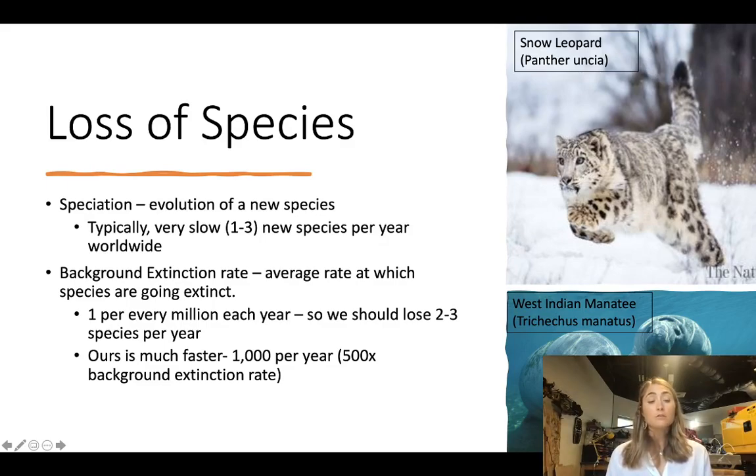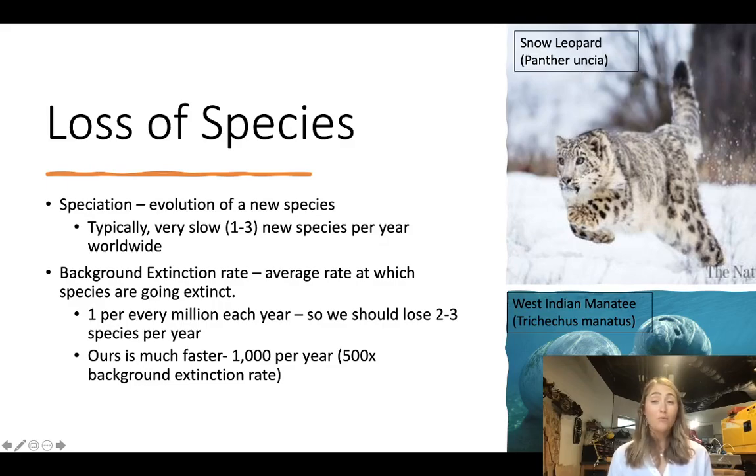We do have something called the background extinction rate. This is the average rate at which species are going extinct. We expect and anticipate that we will lose species each year. That's what this background extinction rate says: just because our planet is constantly changing and not all species are able to adapt as quickly as they need to, we will eventually see species go extinct. We anticipate this to be about 1 per every million each year. So if we have 2 to 3 million species on our planet, we should expect to lose 2 to 3 species per year on average.